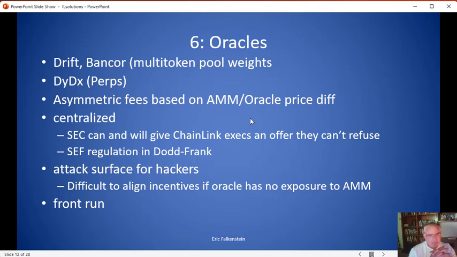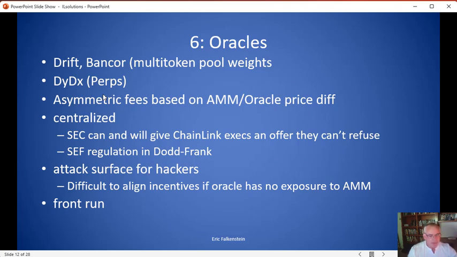DYDX is a perp. All the perps use oracles for their funding rate, but DYDX, I think, uses oracles actually to price the pools, which they can because they're centralized. They do the pricing off chain. But that gets into one of my big beefs with oracles: they're centralized. And another application of oracles is people have proposed asymmetric fees.